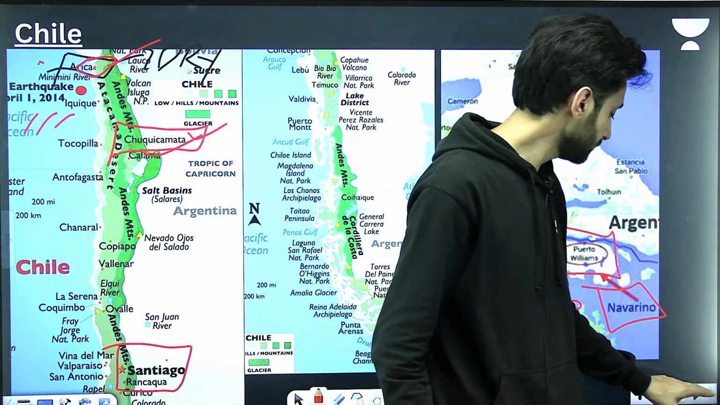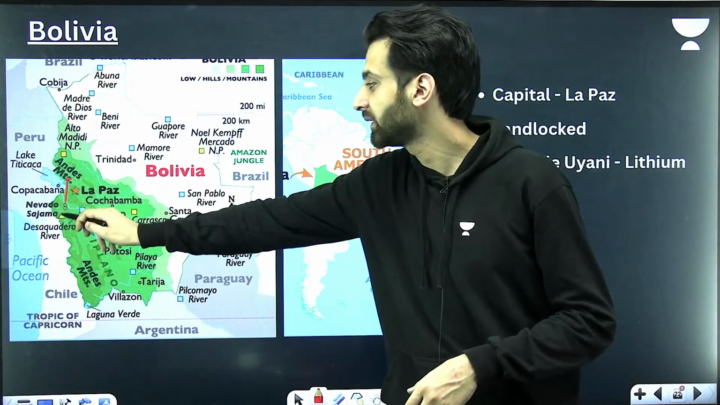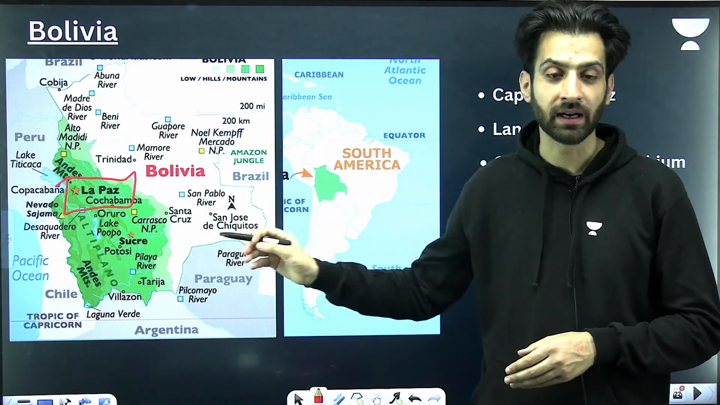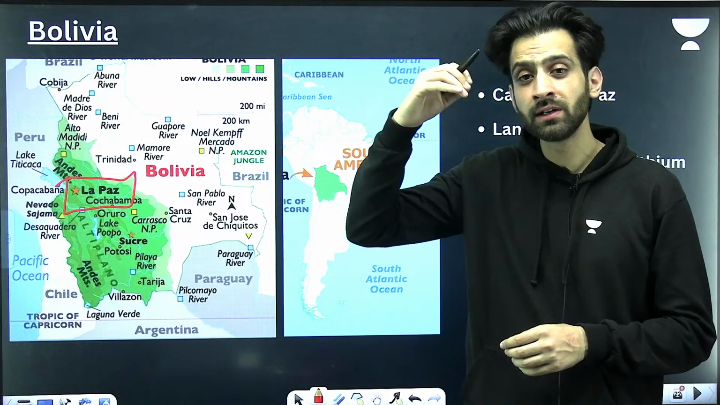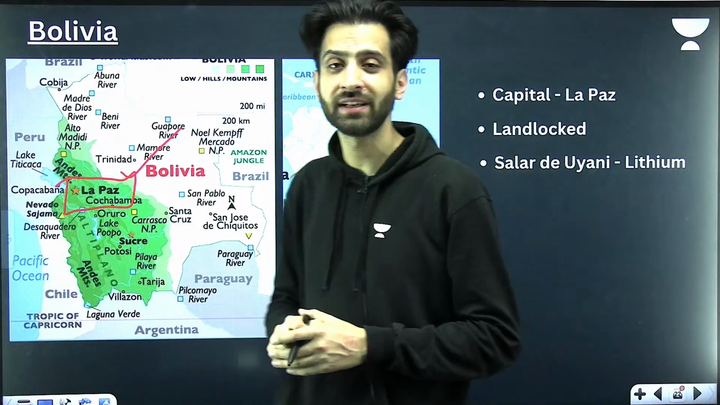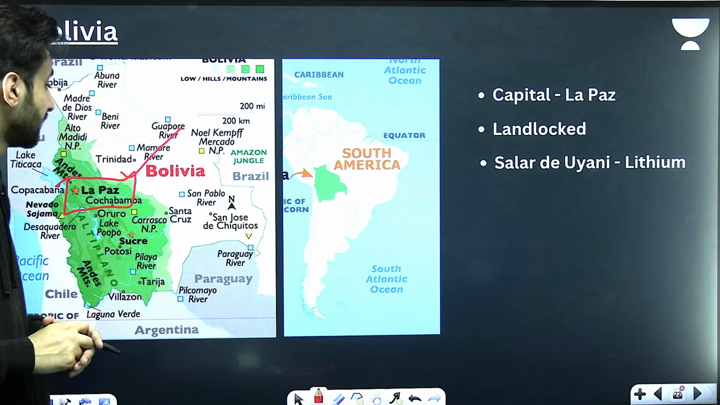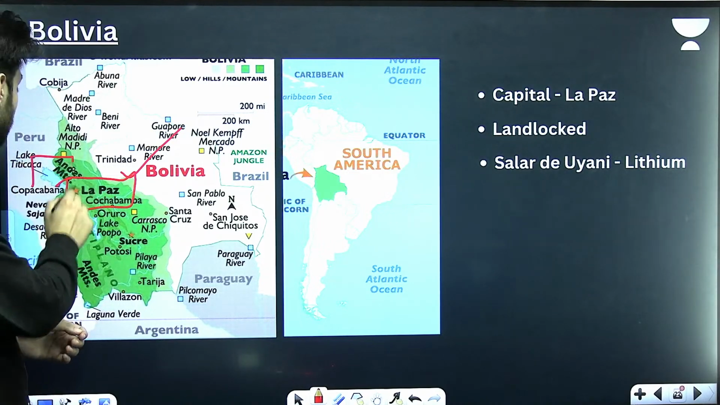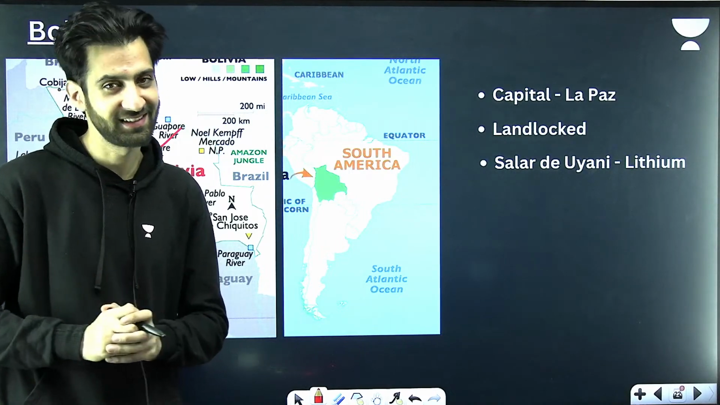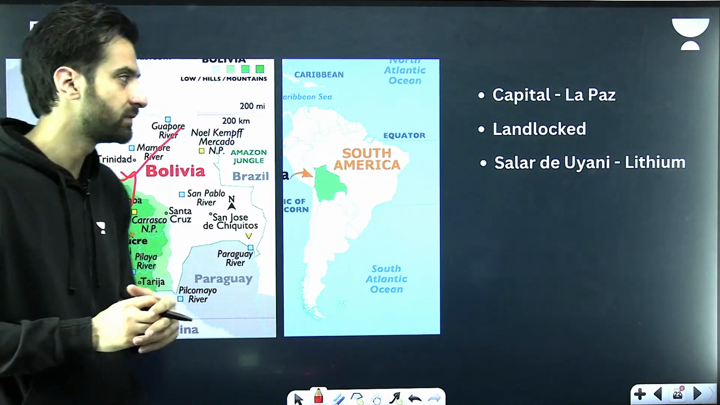Okay. Now going forward, we go to Bolivia. Again, very important thing is that the capital is La Paz. One thing that you need to know about Bolivia is that La Paz, its capital, is the world's highest capital. Remember, if you get asked about the world's highest capital, the answer is La Paz. Clear? And you will find a lake here as well, that is Lake Titicaca. Again, the highest navigable lake in the world.